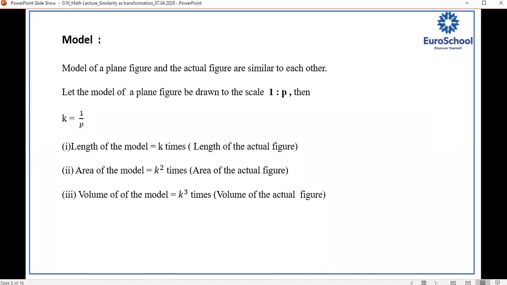Now, when it's a case of a model, a model is a replica, right? It's just a miniature of the given figure. Suppose a globe, it's a model of Earth, right? So the length of the model is k times the length of the actual figure. The area of the model is k square times the area of the actual figure. Same thing that we did just now. And the volume of a model is k cube times the volume of the actual figure. Now, understand it here, the model is always less than the actual figure.